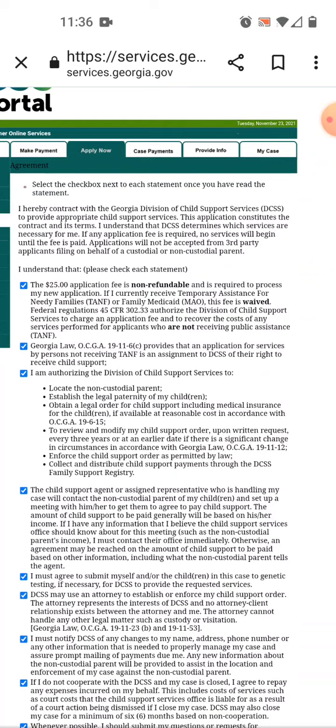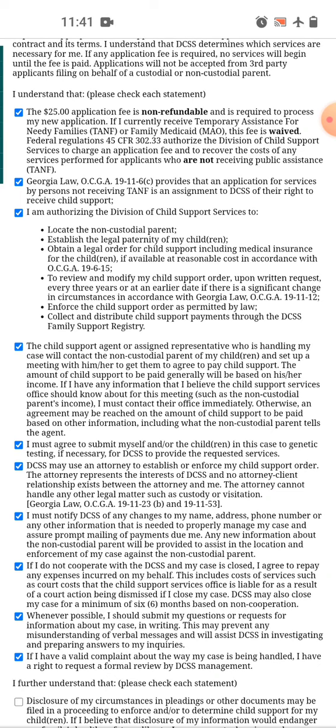But anyway, you authorize it. The third one right here tells you about the Georgia law. That's the second check. The Georgia law provides that an application for the services by persons not receiving TANF is an agreement to DCSS of their right to receive child support.